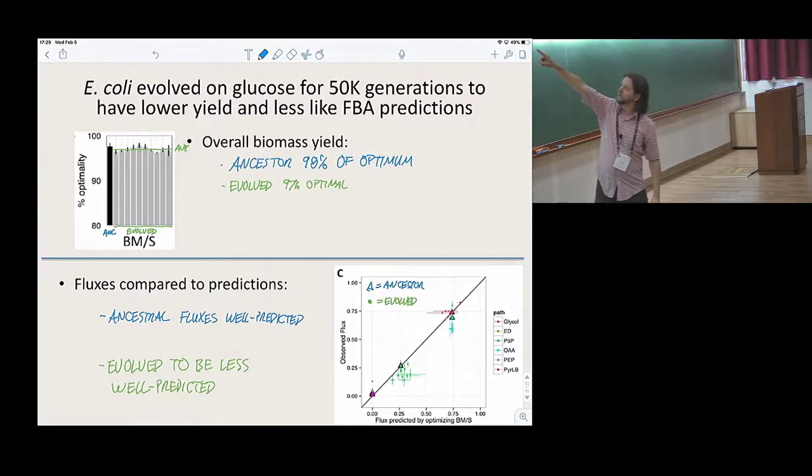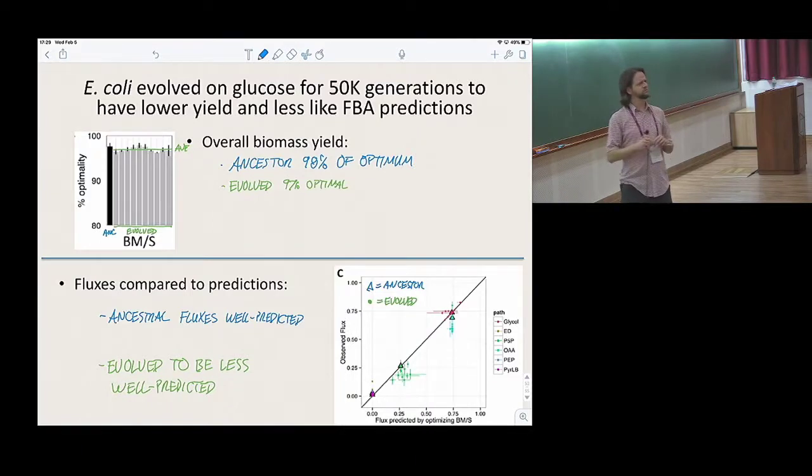So how well is the ancestor running? The ancestor is actually at 98% of the optimal value. I'd have to say, not bad. Good on you, E. coli. That's pretty good. The evolved strains, did they totally turn into Porsches during the selection and have really low efficiency? No, it actually didn't go down very much. It is statistically significant, but it's certainly not substantial, right?